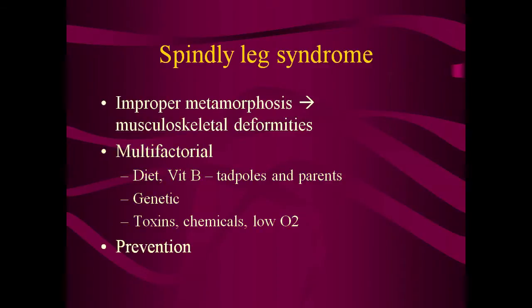It is not possible to correct deformities that have already occurred, and often these animals should be humanely euthanized. Prevention is the appropriate response to this syndrome, but may require a trial and error approach to larval rearing in order to find the underlying cause in each specific case.